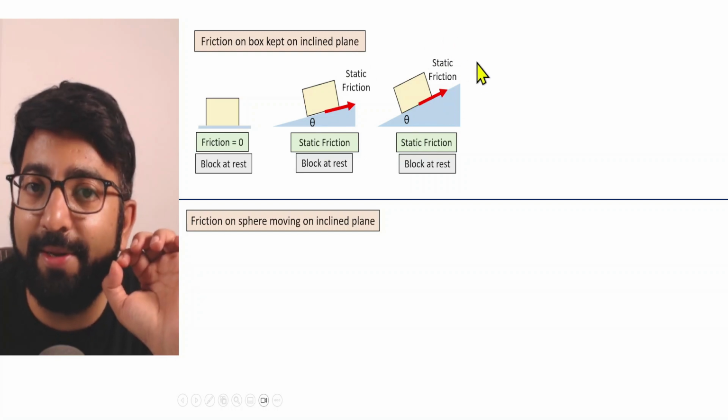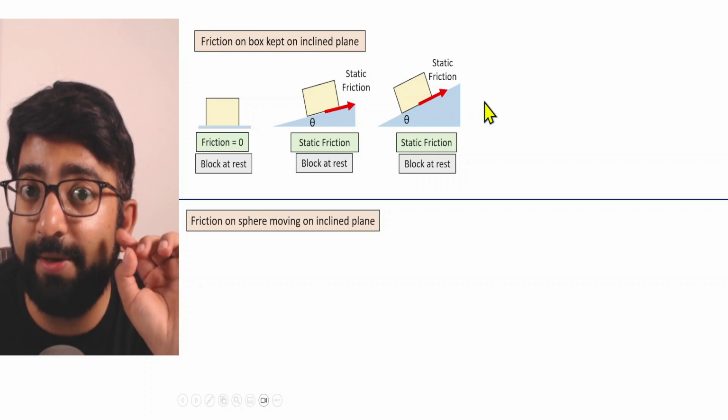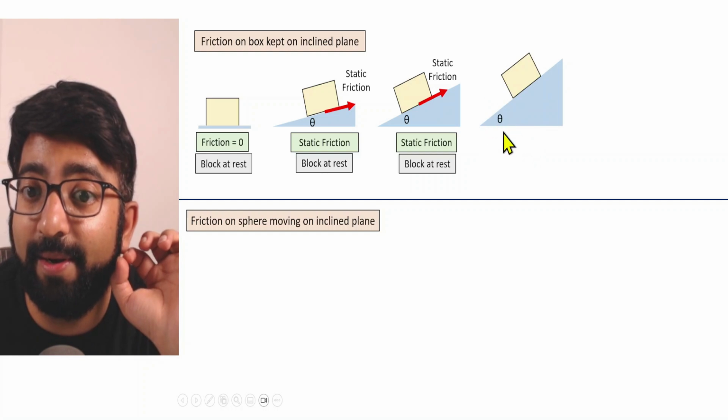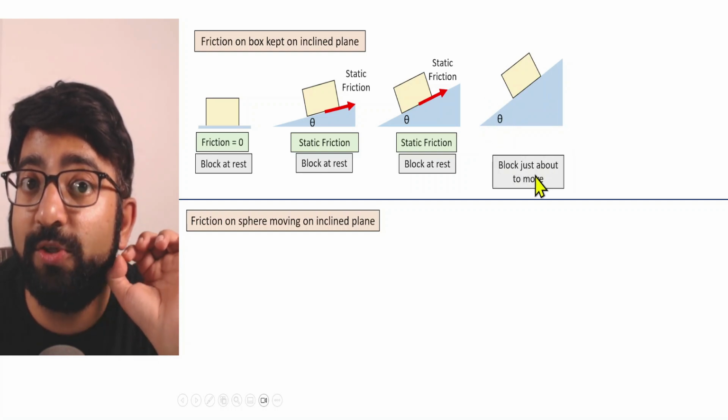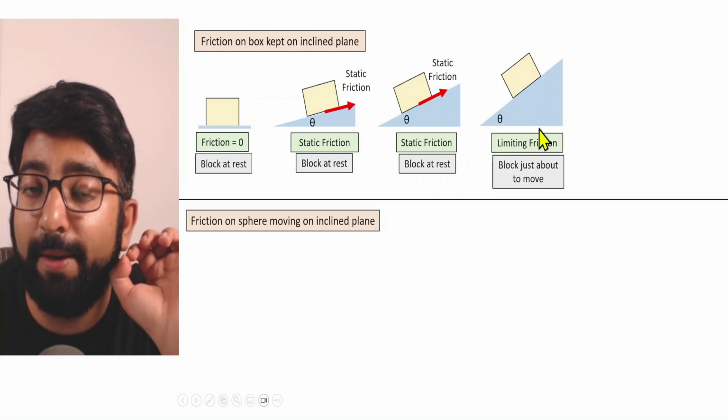But friction cannot increase forever. There is a maximum upper limit to how much the friction can increase. That is called the limiting friction. So that is why if we consider a critical angle theta, when the block is just about to move, in that case, the friction acting on the block is limiting friction.